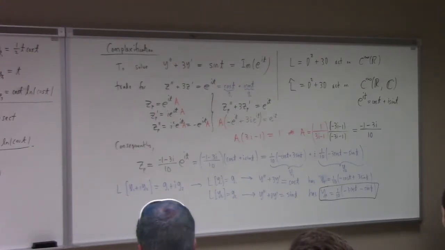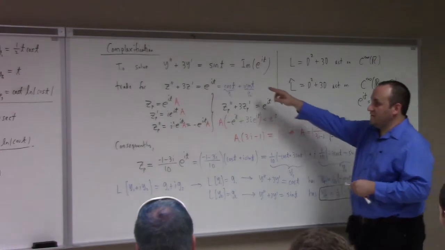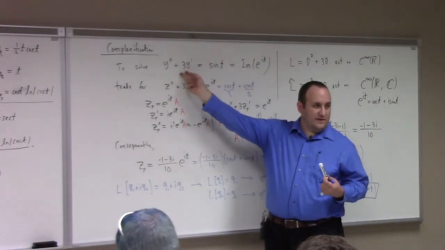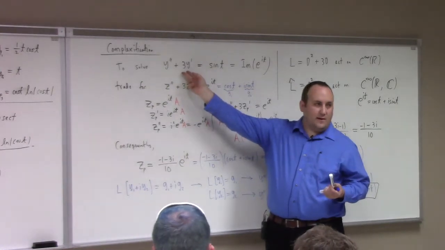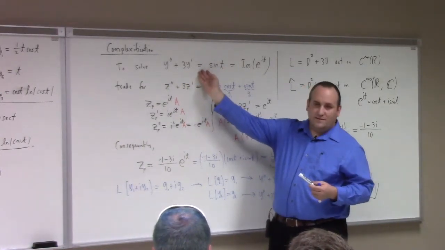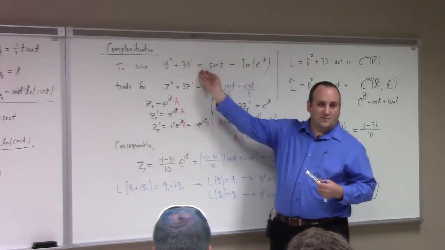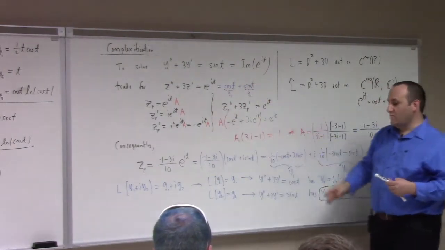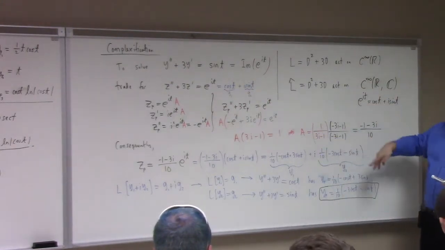In fact, this is our third method. You could solve this with just a particular solution, undetermined coefficients, right? And that's probably how I would do it most of the time. You could solve it with variation of parameters. That would be the dumb way to do it. Don't do that. Or you could use this imaginary technique.